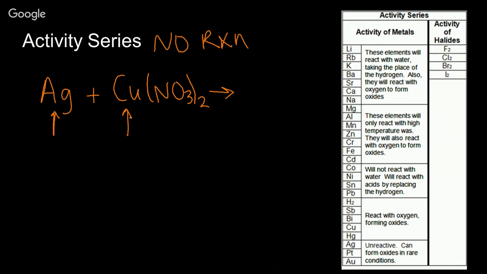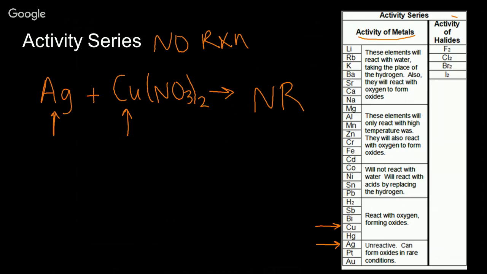Both of them are metals, so we're going to use the activity of the metals, and we identify where each is. Silver is down near the bottom, but copper is above it. So the fact that silver is below copper means that there is no reaction here. Okay, the silver is not active or reactive enough to replace the copper in this reaction.